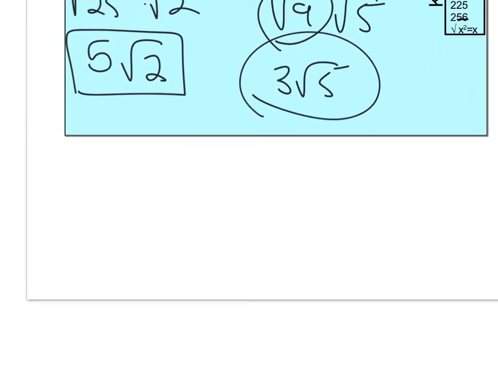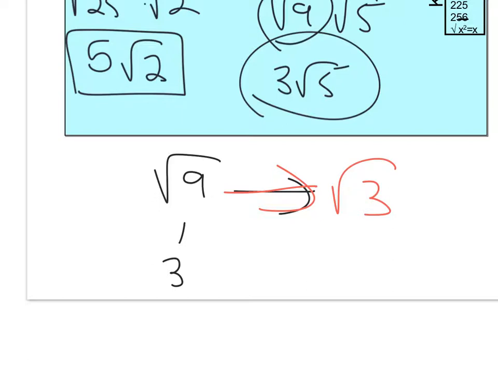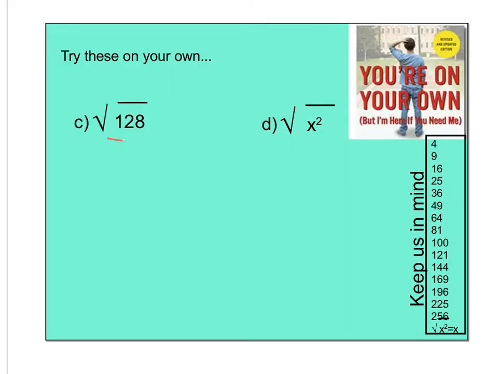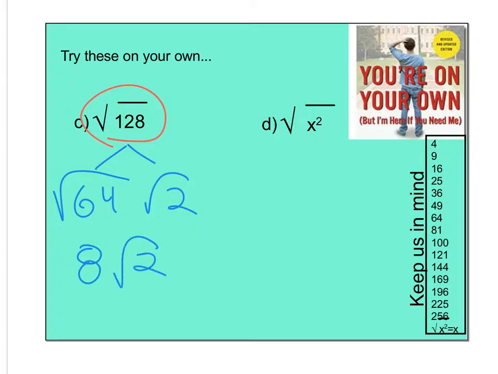Now, here's one mistake a lot of kids make, and I don't get why they do this. If you have the square root of 9, that answer is going to be 3. For some reason, kids put that my answer is square root of 3. No, you already took the square root once. You don't have to do it again. So it's just going to be 3. If I'm looking at 128, you might have to play around with this a little bit. I know that's going to be 64 times 2. The square root of 64 is going to be 8, so it's 8 square root of 2.